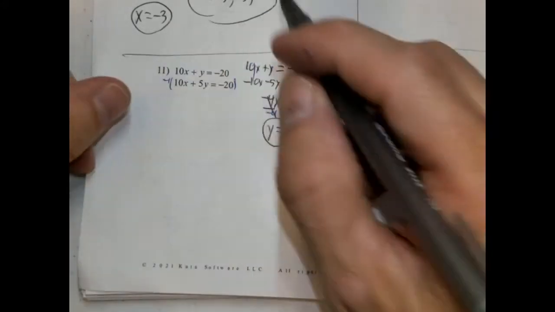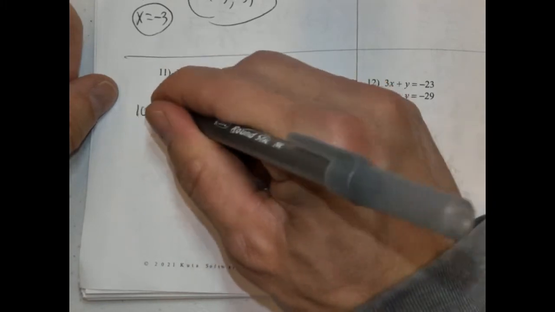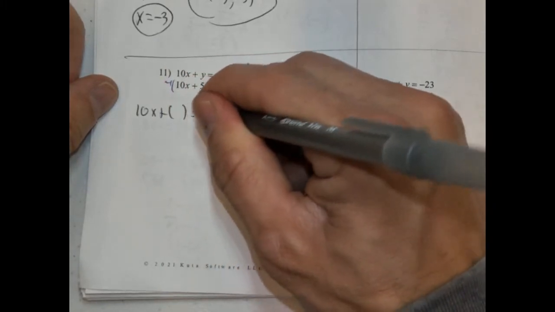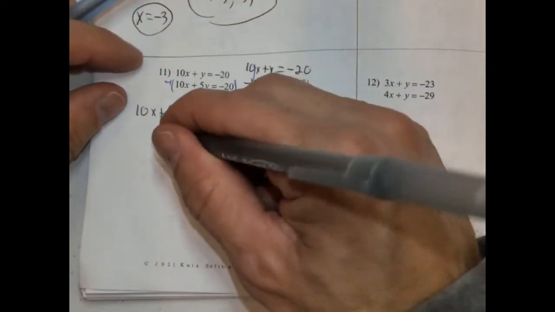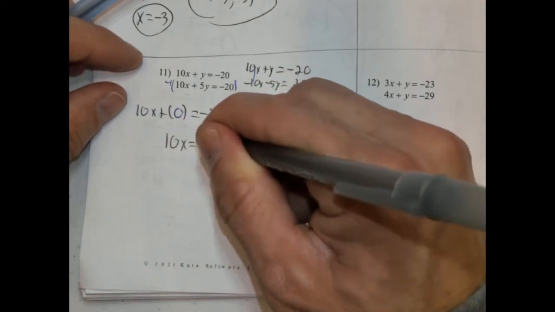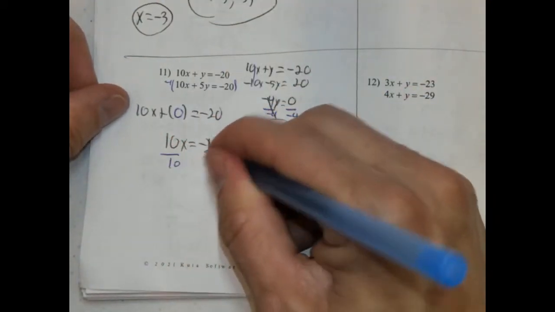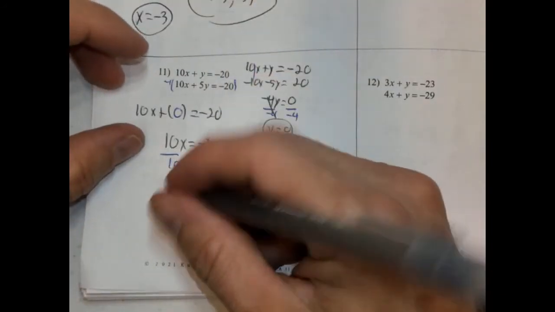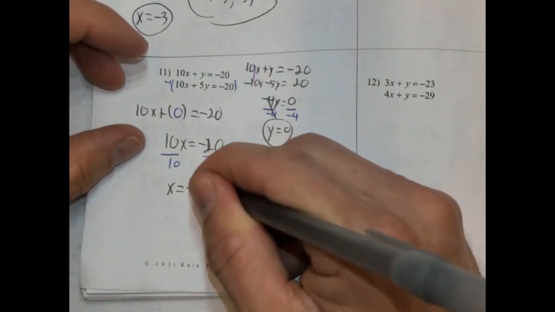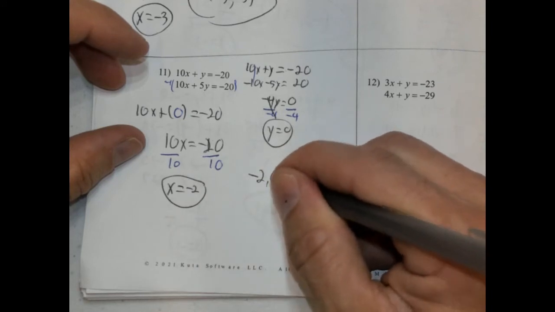Okay, we're going to plug that into the top equation. So 10x plus 0, because that's our y value, equals negative 20. So 10x plus 0 is 10x. And now we're going to divide by 10, because that's our coefficient. So x will be equal to negative 2. So negative 2 comma 0.